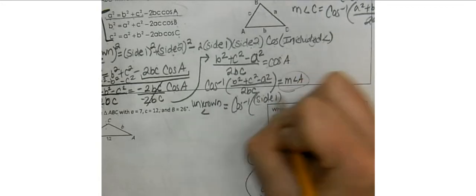So it's going to be side 1 squared plus side 2 squared minus your opposite side. Notice that if we wanted to find angle A, we always subtracted a squared. If we wanted to find angle B, we always subtracted b squared. If we wanted to find angle C, we subtracted c squared. So we're subtracting the opposite side squared, divided by 2 times side 1 times side 2. And that is our general formula.